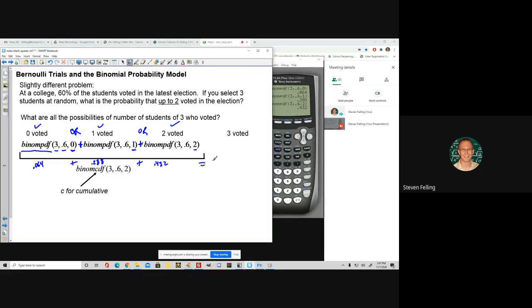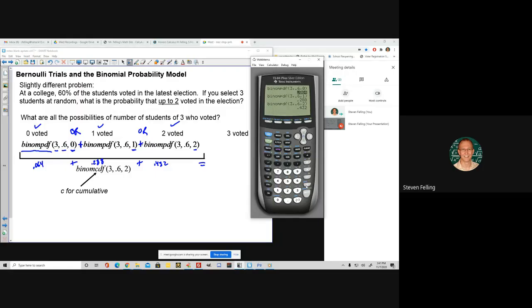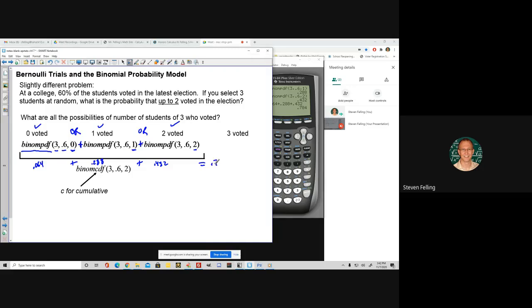And so then if I added those up, that would give me a total of this number plus this number plus this number, and give me a total probability of 0.784. So there's a 78% chance that up to 2 people voted, okay?